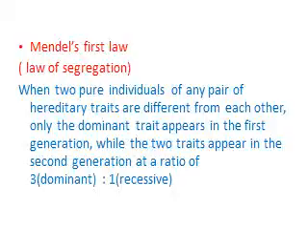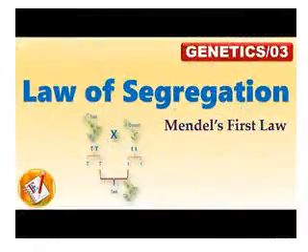The first law made by Mendel is called Mendel's first law, or law of segregation, which said that when two pure individuals carrying one pair of hereditary traits make the second generation, we found that the ratio between the new offspring appears as 3:1: 75% of the new generation carrying the dominant trait and only 25% carrying the recessive trait.